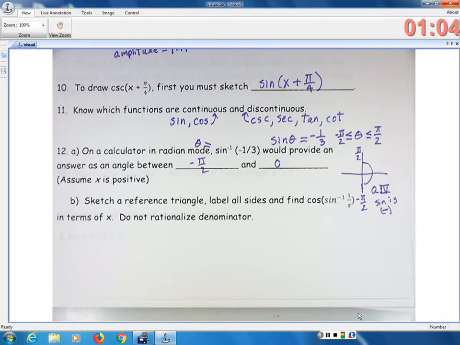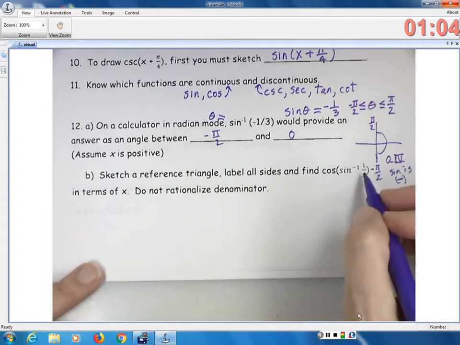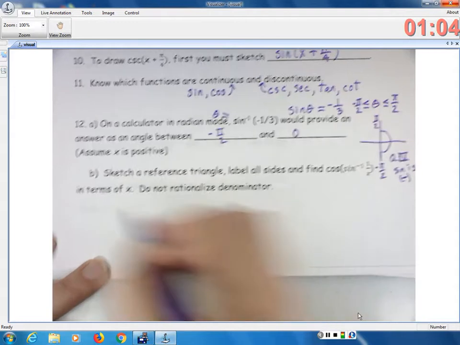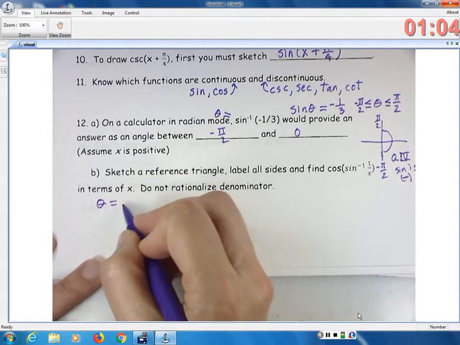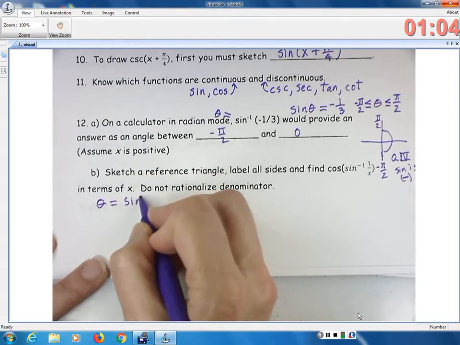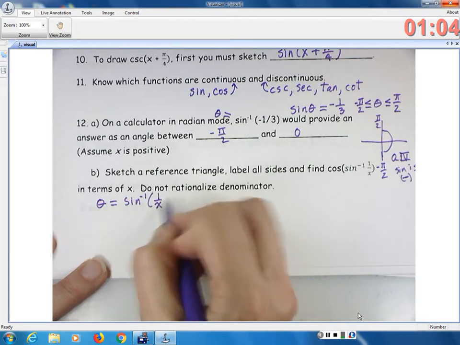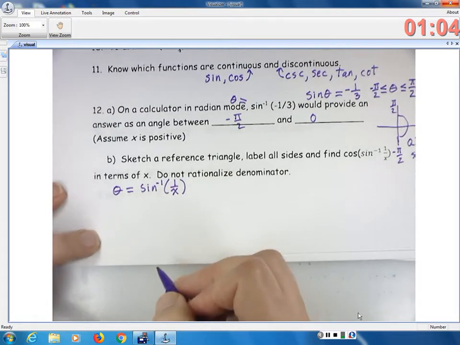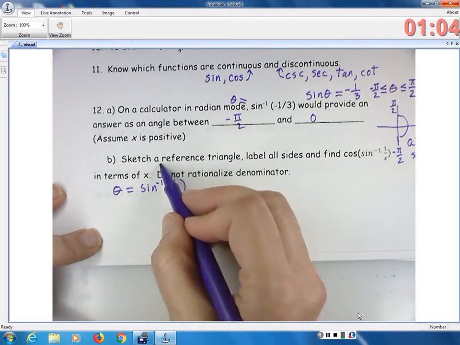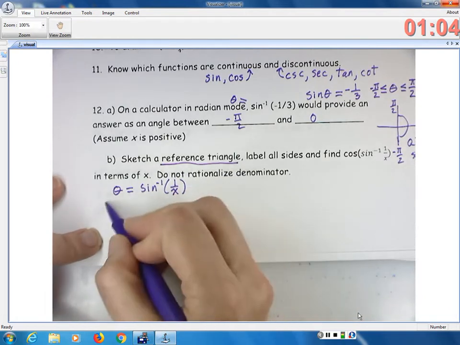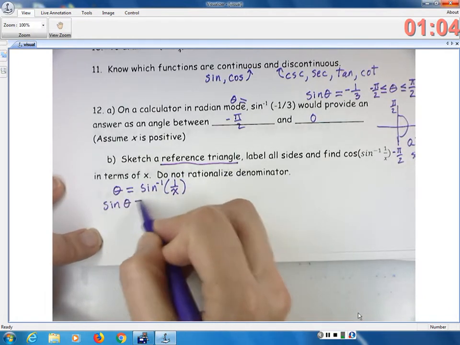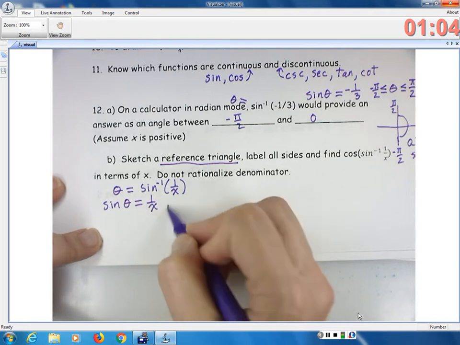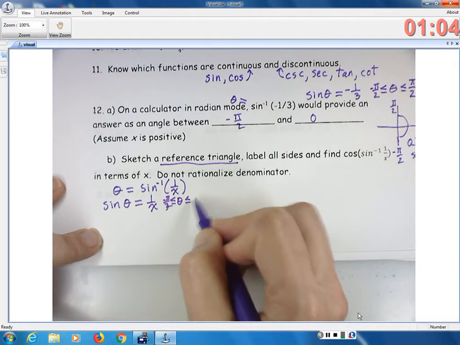And then we're going to sketch a reference triangle and label all the sides and find cosine of sine inverse of 1 over x, section 4.7, right? Okay, so we start with the inside. The inside, we have theta equals sine inverse of 1 over x. Okay, and so then sine of theta equals 1 over x, and theta has to be between -pi/2 and pi/2. Sorry, I had to squeeze that in.